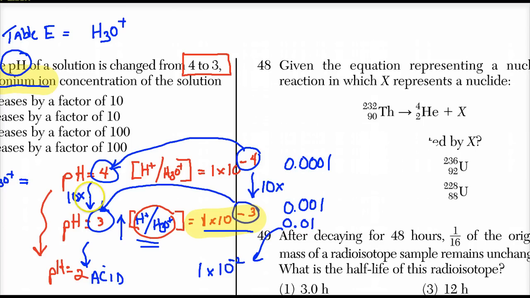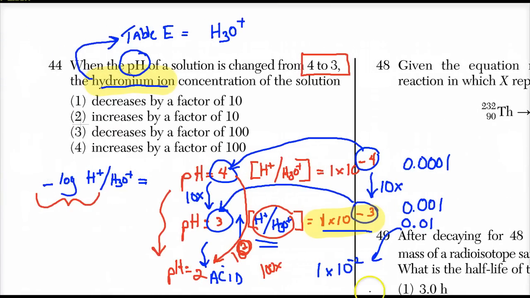So 4 to 3 is 10 times. 4 to 2 would not be doubling. It would increase 100 times, because that's a 10 to the what? To the 2. Each change of an exponent in the pH scale is a 10 times change. So 4 to 3 means the acidity increases 10 times, because we're getting lower, which means that this number is getting bigger.